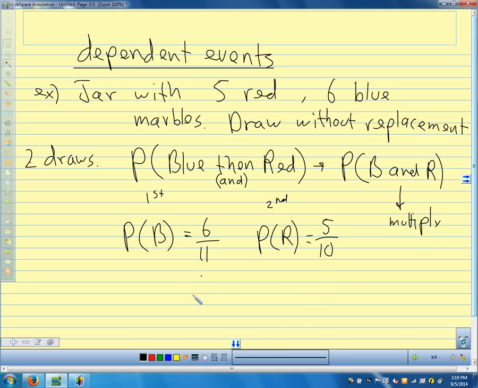And then we're going to calculate together. So the probability of blue and red equals 6 out of 11 times 5/10, which equals 1/2. So I get 6 out of 22. Can I reduce that? 3 over 11. Very nice. Divide everything by 2. 3 over 11. So our theoretical probability is 3 out of 11 of picking a blue then a red.